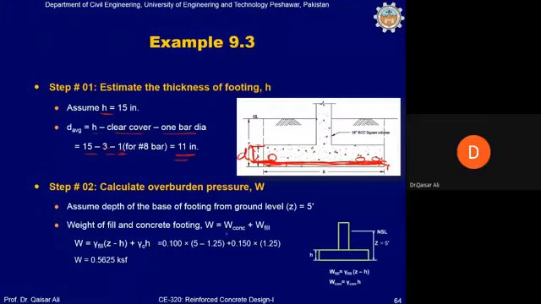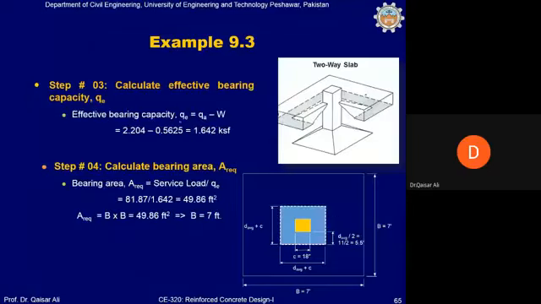W is equal to W concrete plus W fill. It will be gamma fill into Z minus H plus gamma CH. According to this, it will be 0.5625. We will then calculate QE like this, and the area required is the service load divided by QE, which comes out to 49.86. We assume a 7 by 7 feet square footing.